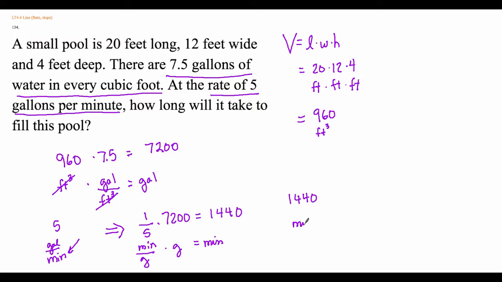So we have 1,440 minutes, and that doesn't mean anything to me. How many hours is that? Well, if I multiply it by hours per minute, there's 1 hour for 60 minutes. That'll give me hours, which is 24. 24 hours to fill this big pool.